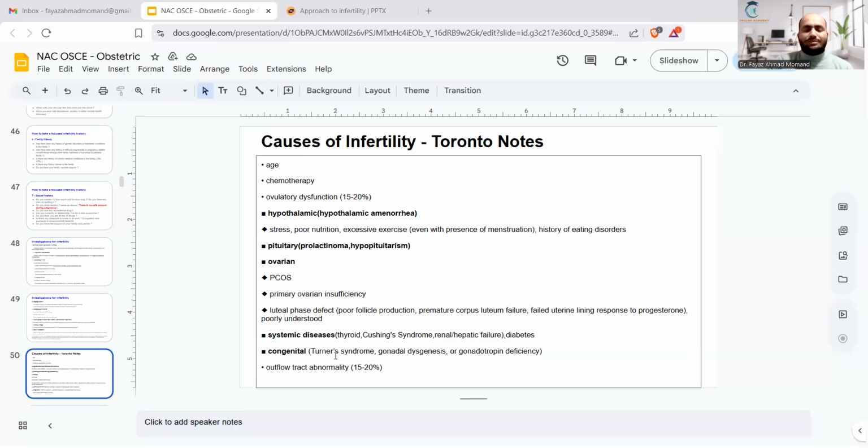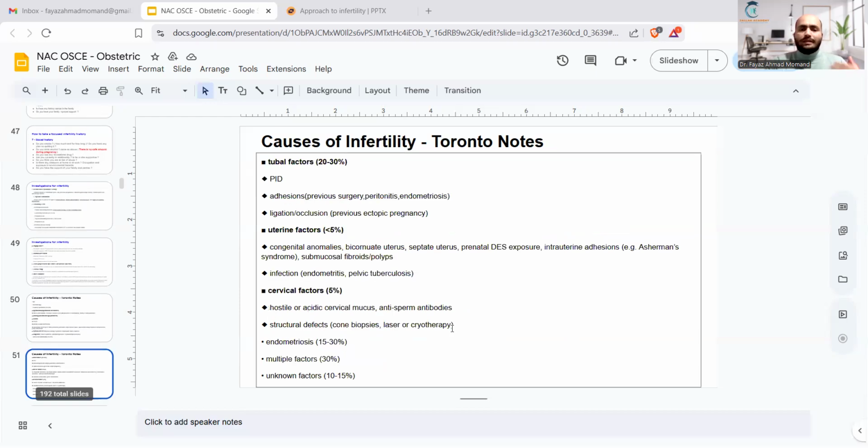Turner syndrome is 45X. They are missing one X chromosome, so they have a specific presentation. They are short in height, they have obesity, and they're infertile. This is a presentation that you may face or you may see in exams for Turner syndrome. Now, other causes of infertility, tubal factors.